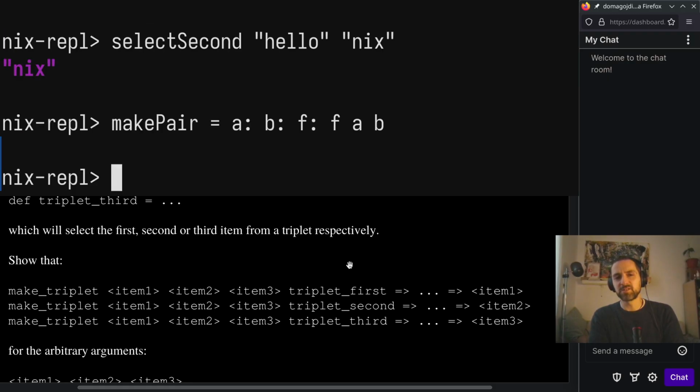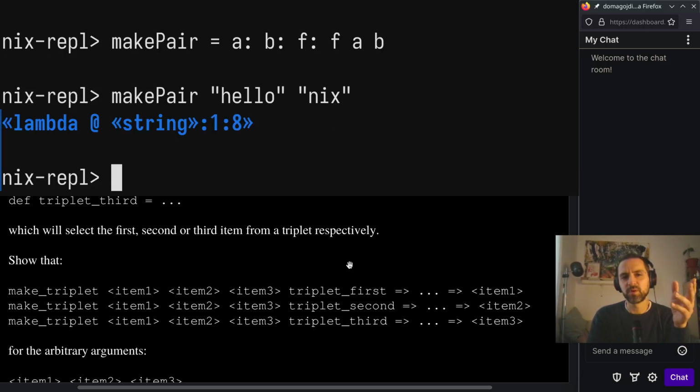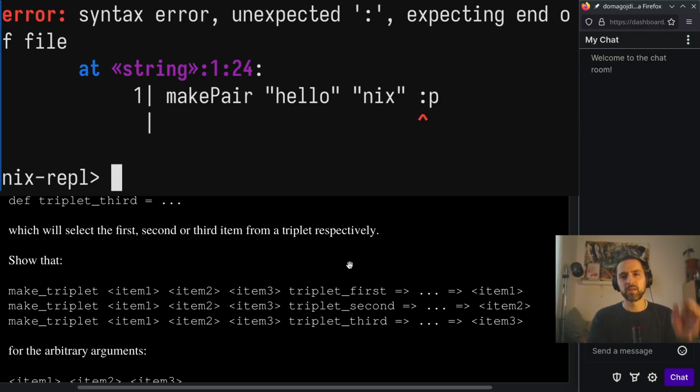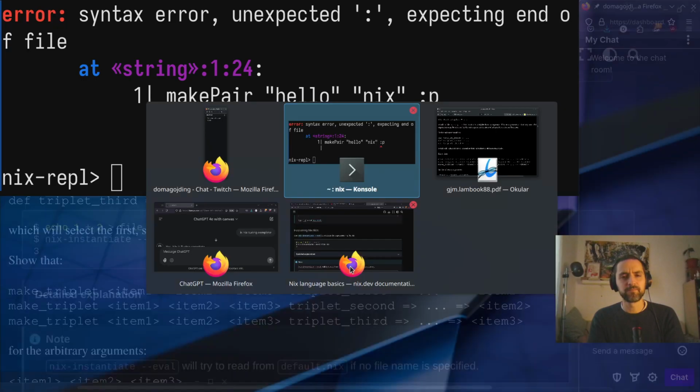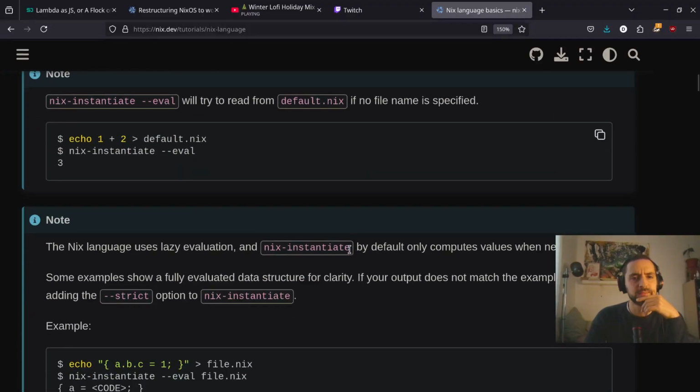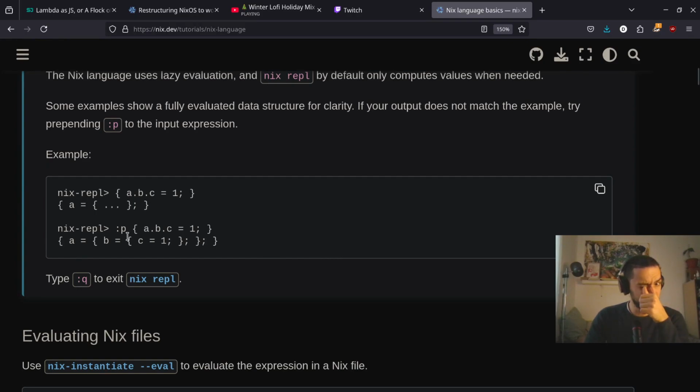But you still don't apply it. So you can do make pair, hello, next. That's the first naive idea, but this won't work. Okay, it says it's a lambda. I don't know if it will work with P. No, it doesn't work like that. I'm not sure how to force evaluation in Nix REPL. I think there is a way to force it. Yeah, like this. Ah, like this. Maybe like this.